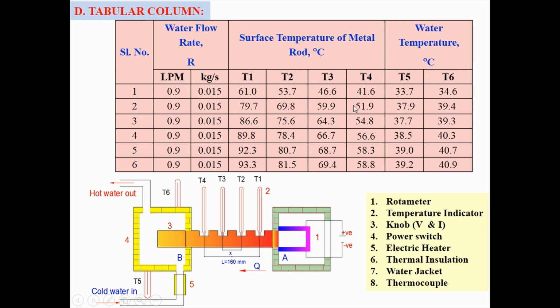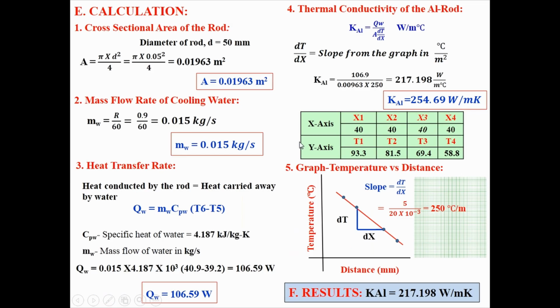After getting these readings, you have to do the calculation. What is the calculation part? You can see the first parameter is cross-sectional area. How to calculate the cross-sectional area? As we know, A is equal to π by 4 into D square, where D is the diameter of the metal rod.